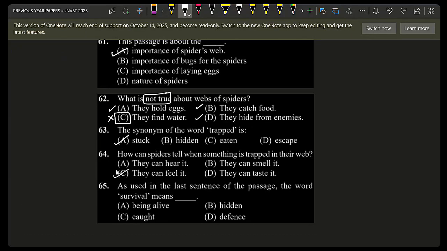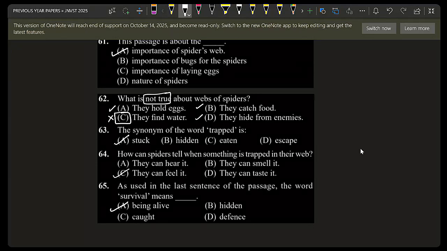65. As used in the last sentence of the passage, the word survival means... being alive, hidden, caught, defense. Survival means continuing the life. That means being alive. So, any doubts in this passage, you can raise your hands.